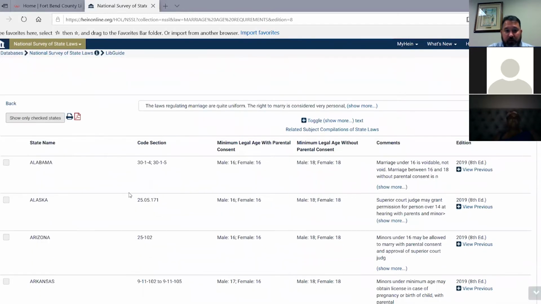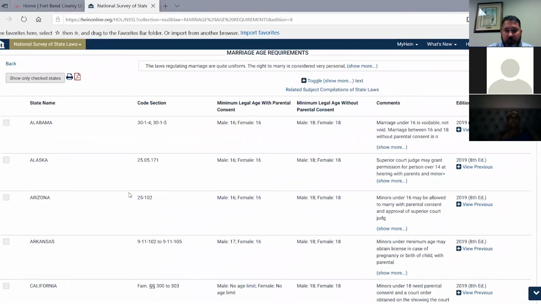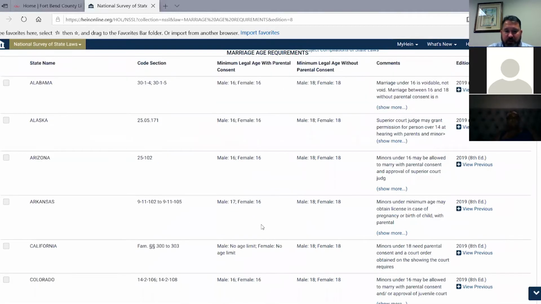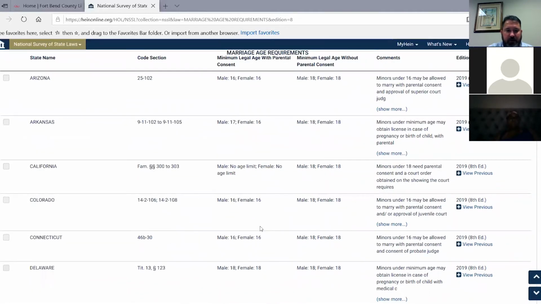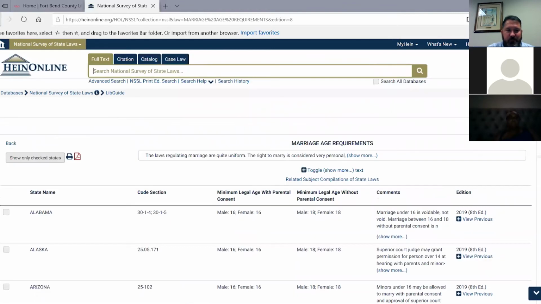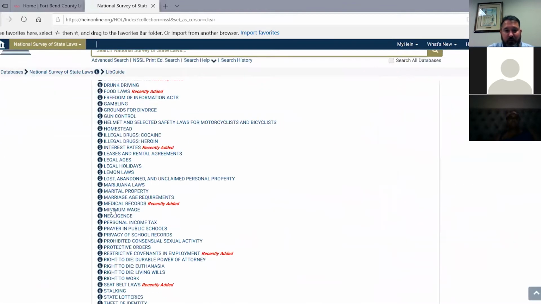Looking at the various states, what are the minimum ages that people can get married, and what are the circumstances regarding certain lower ages? If you're 16, does it have to be with parental consent? Each state has some variations, of course. So it's a very interesting little deal.